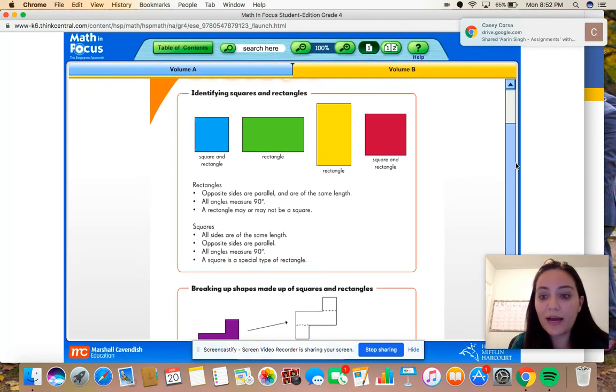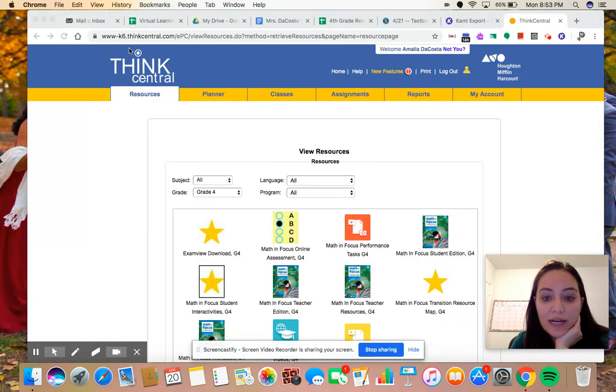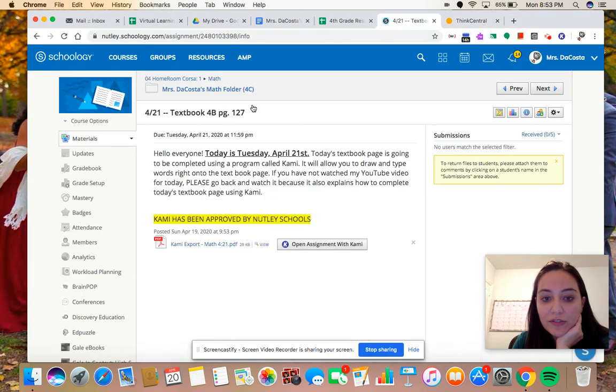Okay, now we're going to look at breaking up shapes made of squares and rectangles. So this is actually kind of fun. This is almost like a little puzzle, and you're going to be doing it today. The book gives you a funky looking shape, and you actually have to break it up into different square and rectangle shapes, okay? And I'm going to show you how to do that right now. I am actually going to bring up your assignment for today, okay? So actually, let's go back to Schoology, okay?